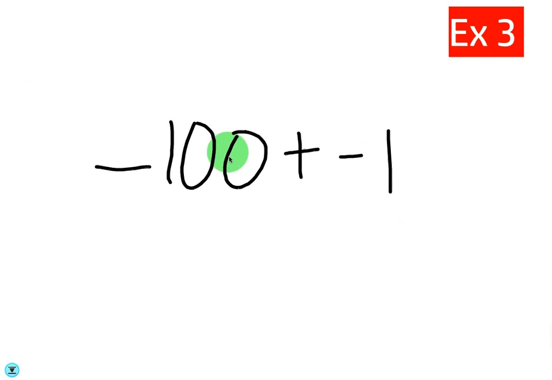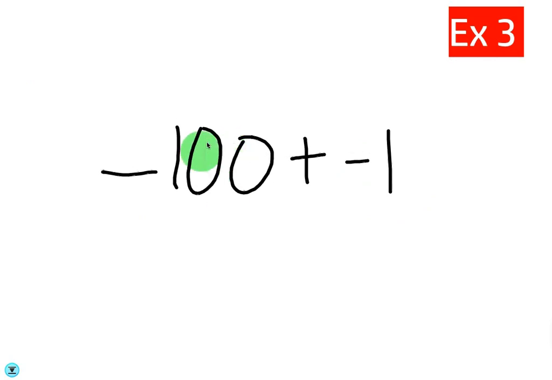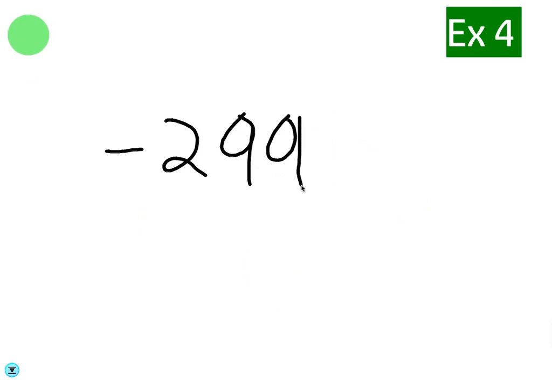But again, the rule is simple. You can add the 100 and the 1 to make 101, and then tack the negative onto it. The answer is -101. Again, that works because you're adding two negative numbers. We're going to do a couple more. We'll do -299 plus -109.